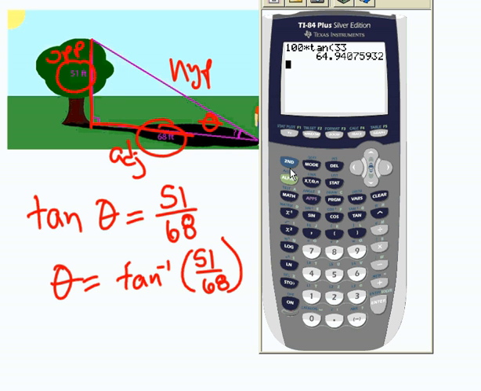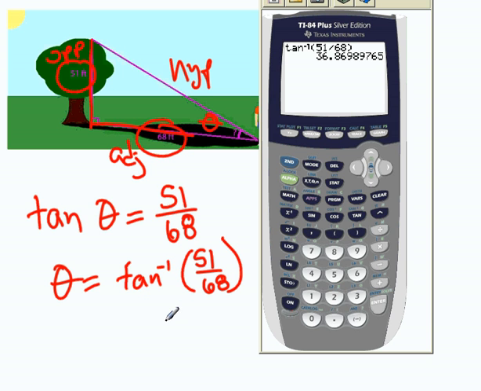So in order to do that, we go shift or second, depending on your calculator, tangent. Notice that gives us the inverse tangent of 51 divided by 68. And we can close the parenthesis and enter.